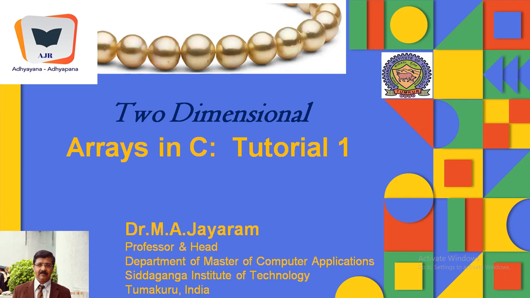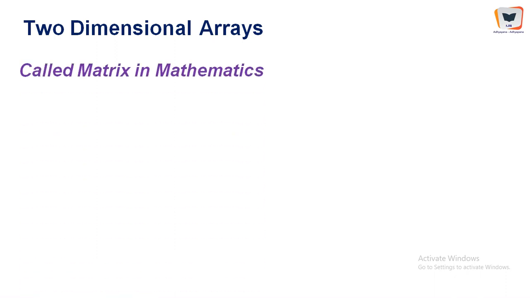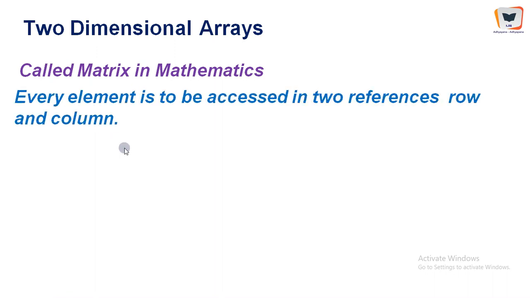Hello, esteemed viewers. In this tutorial, we describe two-dimensional arrays in C. Some of the important points about these two-dimensional arrays are, they are also called matrices in mathematics. Matrices is to mathematics, two-dimensional arrays is to programming. Every element in a two-dimensional array is to be accessed in two references, one along the row and the other along the column.